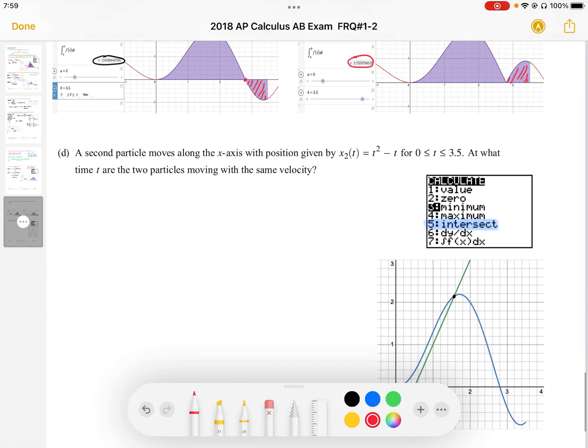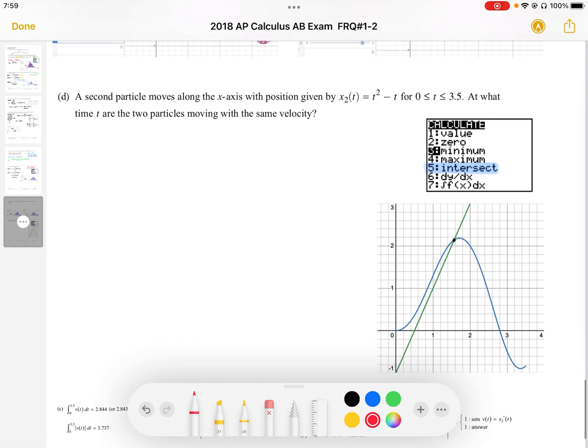For D, it says a second particle moving along the x-axis has position given by t squared minus t from 0 to 3.5. At what time t are the two particles moving with the same velocity? Well, velocity means that if we look at the derivative, x2 prime of t, that's going to give us the velocity of the other function, and we want to know where the velocities are equivalent. So first I'm going to differentiate that function to get the velocity function. Differentiating that, I get 2t minus 1.